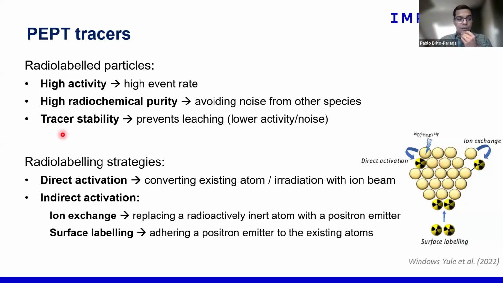And very important, as we have found out over the number of campaigns that we've done for PEPT, is tracer stability, depending on the technique that we use, of course. But for some of the tracers that we use, the tracer can leach. If that starts happening, then we have, of course, radioactivity in various parts of the cell, and therefore we lose the signal.